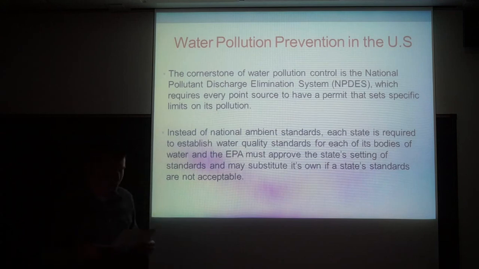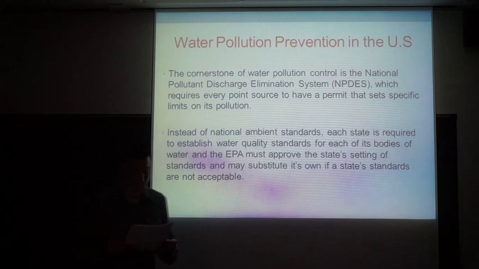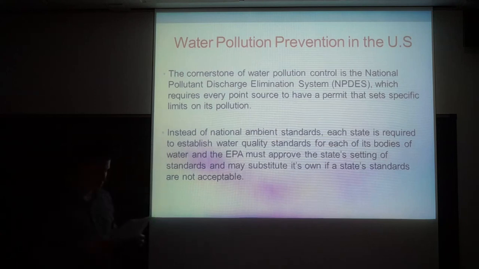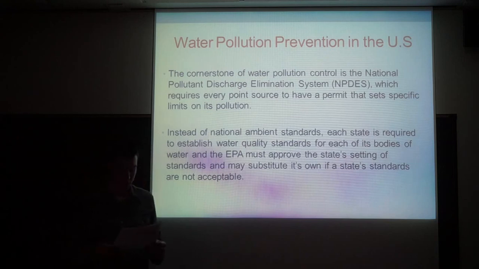The Clean Water Act in 1972 established a national pollution discharge elimination system. The new National Pollutant Discharge Elimination System was created, which requires every point source to have a permit that sets specific limits on its pollution. Each state must establish water quality standards, and the EPA must approve the state settings of the standards, and if the EPA doesn't approve, then they will create their own for the states that they see fit.